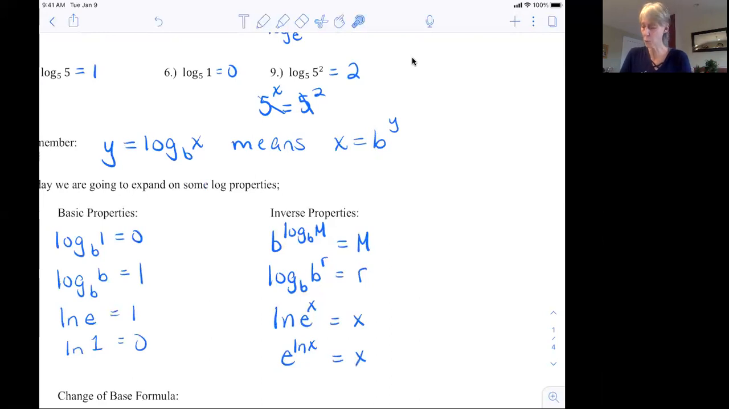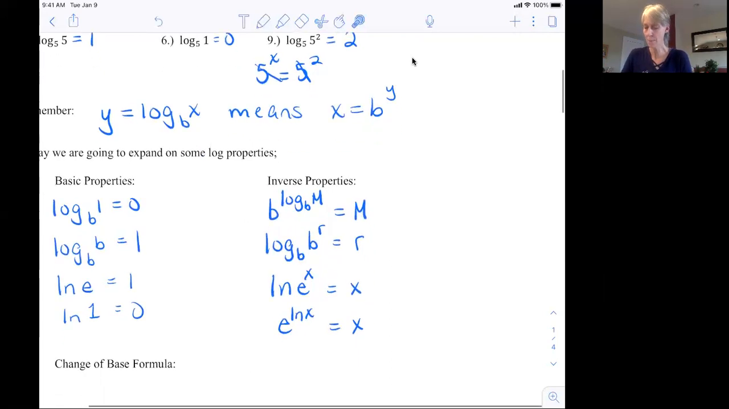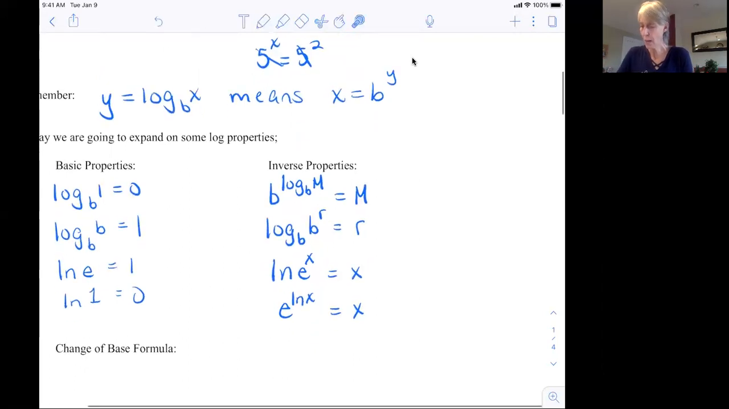Or in a few minutes, we're going to learn, and you might remember from last year, you can bring that power down in front. So there's a lot of different ways that you can deal with these properties. We'll work on that as we move through the course. I will point out to you that these are pretty much some of the lesser properties that we need to know. This list over here is the ones you want to have memorized, and these two here.